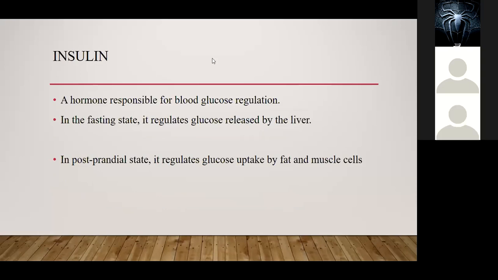So please, with the type 2, if there is a partial resistance, then why would they become overweight? What causes the overweight? So the overweight is not due to the partial resistance. The partial resistance is rather due to the overweight. So the overweight is a risk factor for you developing the diabetes. It's not the other way around.